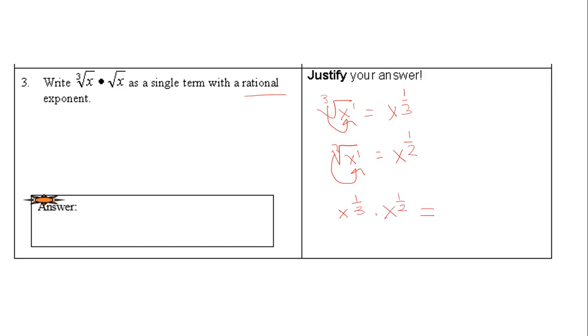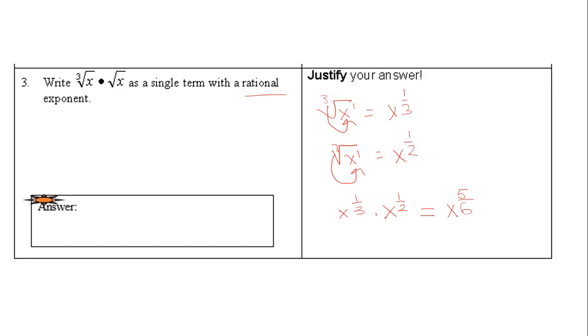And remember, when we multiply, we add exponents. Now, you can do this on your calculator, or you have to get common denominators before you add those exponents. You end up with x to the 5/6, and that is your answer.